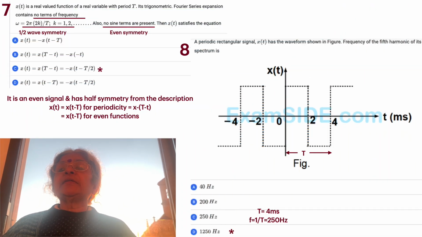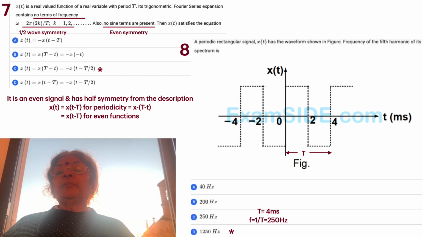Eighth problem: a periodic rectangular signal x(t) has the waveform shown below. Find the frequency of the fifth harmonic of its spectrum. That's all that's asked. So we can find out the period and the fundamental frequency, then multiply it by 5. Okay, so how do you find the period?